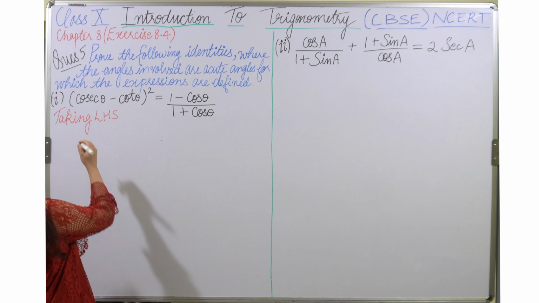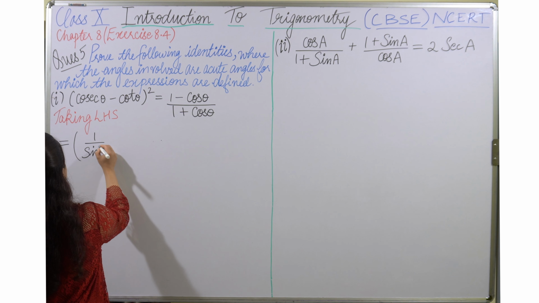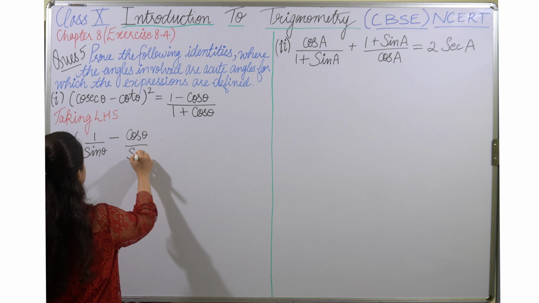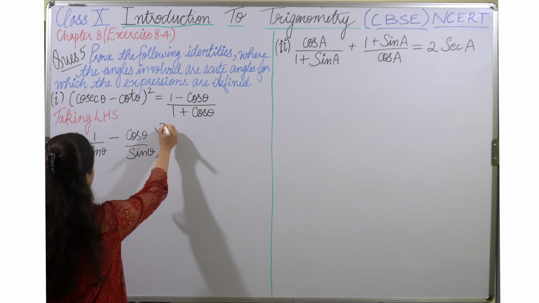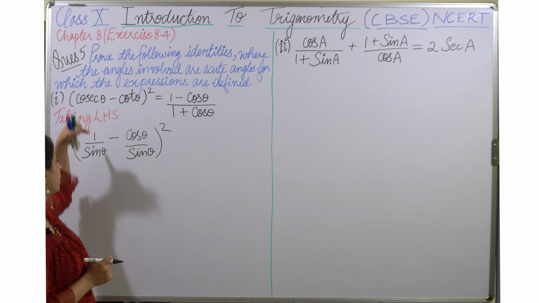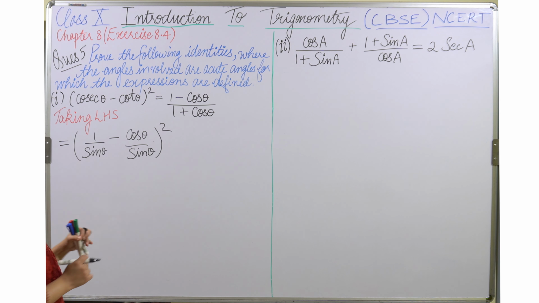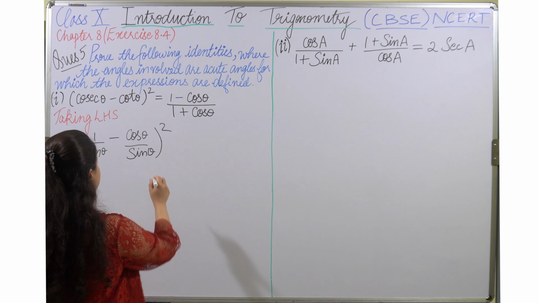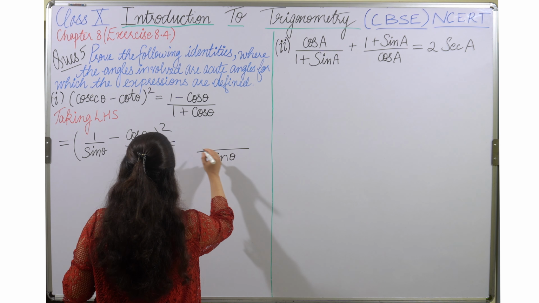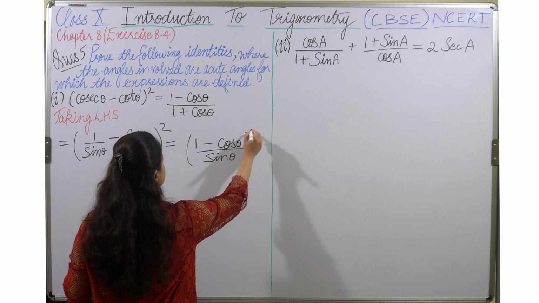So let us convert it. It will be equal to (1 upon sine theta minus cos theta upon sine theta) whole square. The square will remain as it is. I have only converted cosec to 1 upon sine and cot to cos theta upon sine theta. Now we will take the LCM. The LCM will be sine theta only, and here we will get 1 minus cos theta, whole square.